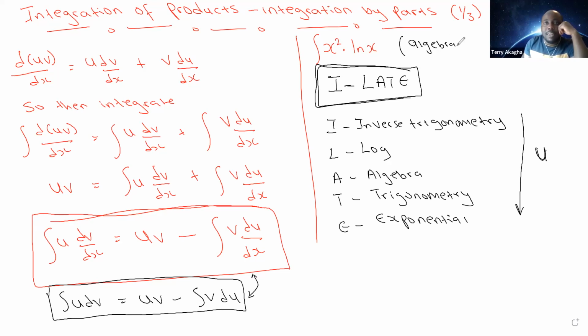And we have ln x. Ln is natural log, and we have log. So in this example, our ln x is going to be the U, and our algebra is going to be our dv. Is that making sense? And we're going to solve it. Now, in this video, I'm not going to start solving it. I'm going to start solving in the next video. In this video, I just want to introduce the concept of integration by parts.